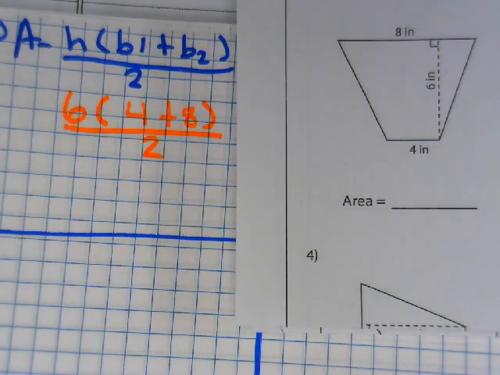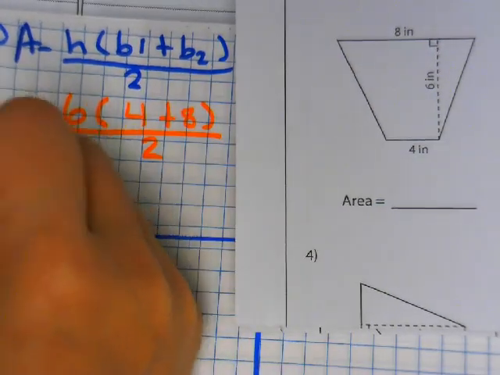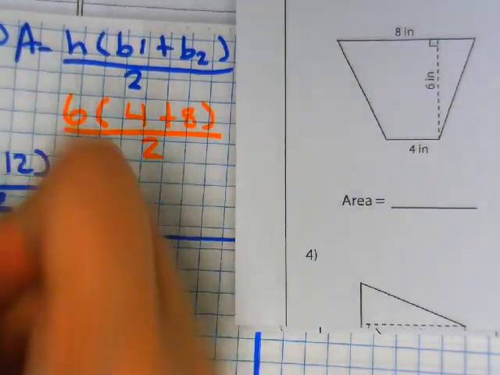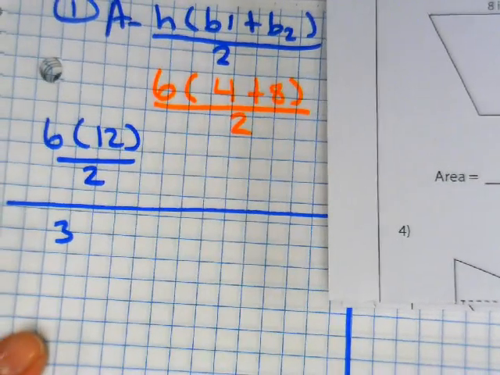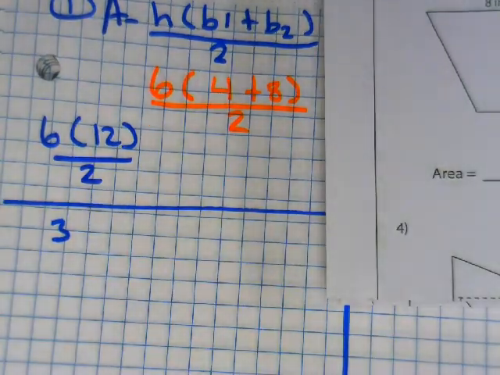Okay, what math do I do first? Inside the parentheses. So what is 4 plus 8? 12. So 12 divided by 2. So I'm going to write that down. Oh, can't see it, but I'll write it. Filling in my little box with all my work.